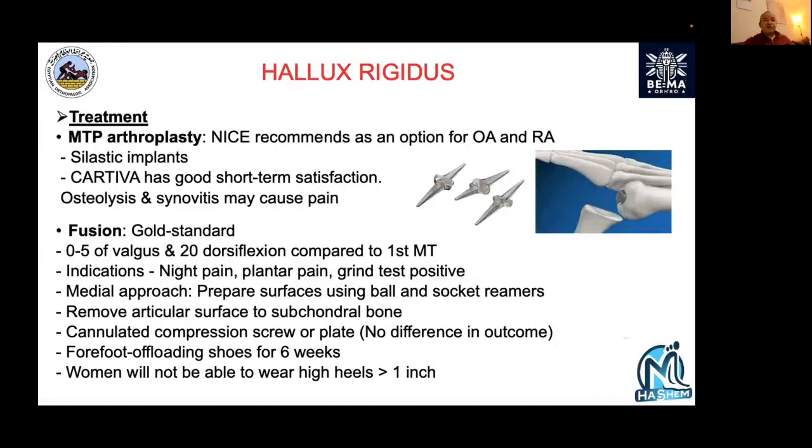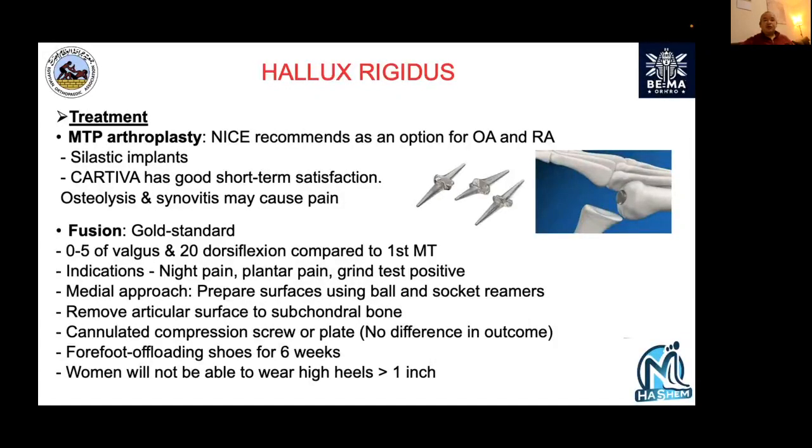So that's why you have to explain to your patient the pros and cons of arthroplasty versus fusion. Fusion will leave the patient with no movement at the joint. He needs to have the IP joint supple, and it ends with the patient having no option to wear a high heel. So it has its own cons. So you have to explain to your patient.